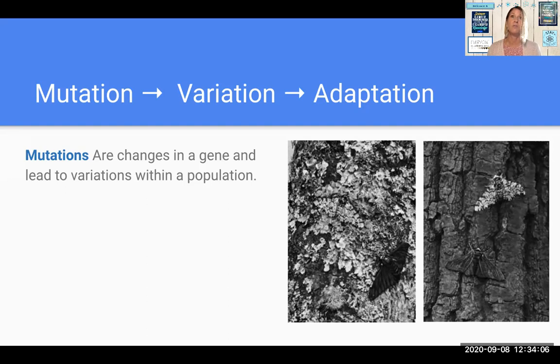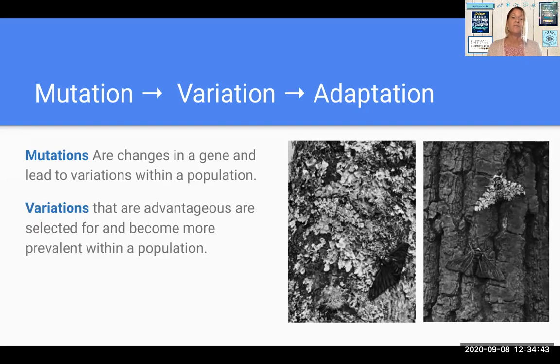So a neutral variation would be like we have chocolate labs, black labs, yellow labs, right? It's a neutral variation within the lab population. All right, so these are changes in a gene that lead to some kind of variation within a population. So in this picture, you can see that we have some different colored moths. And there is a natural variation within the moth population. Some of the moths are speckly, we call it the peppered moth, and some every now and then are born black. That is just a natural variation within the moth population for this particular species.